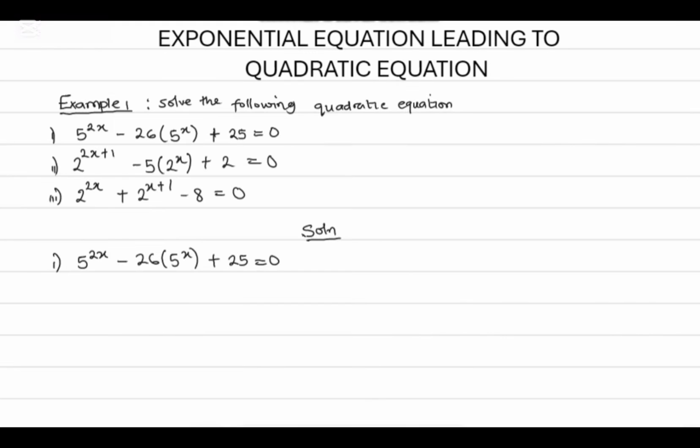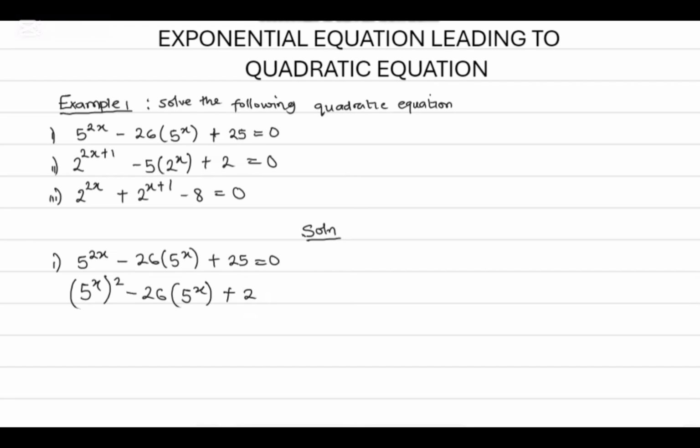Okay, so we are looking at exponential equation leading to quadratic equation. So look at number 1 now. 5 raised to power 2x minus 26 into bracket 5 raised to power x plus 25 equal to 0. So what to do here is to write this as 5 raised to power x, then in brackets the 2 outside, minus 26 into bracket 5 raised to power x plus 25.